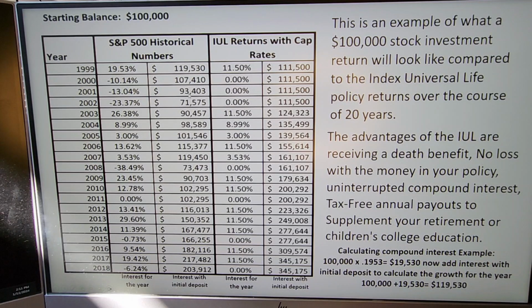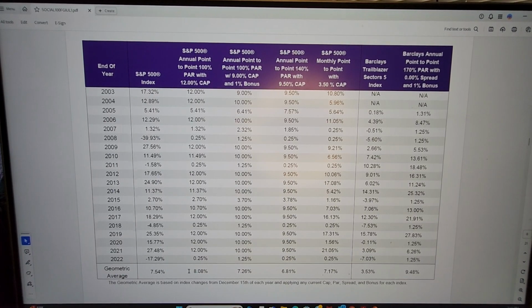And over the years, you see how the compound interest works with each policy, and you see that at the end of 2018, you have over $140,000 more with the IUL versus with the stocks. In this example, it is showing you the caps and floors that come with this policy to protect the value of your investment with this IUL example.